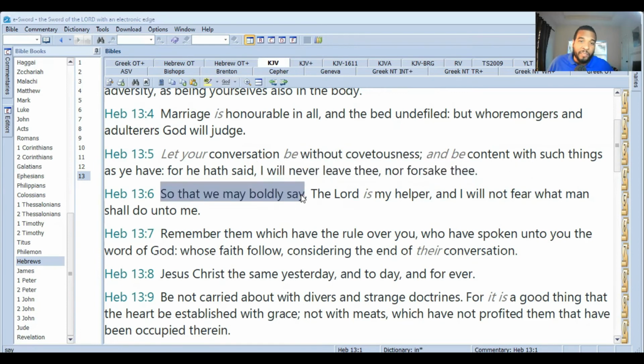So that we may boldly say, the master, or Yahuah, is my helper, and I will not fear what man shall do to me. So many people are afraid of getting fired. So many people are afraid of not measuring up. So many people are afraid of being looked at a certain way because they have not achieved the things that everyone else has achieved. And this is the enemy's desire, to break you down and to cause you to become covetous of the things that you don't even need, the things that's not even profitable or beneficial to your life.